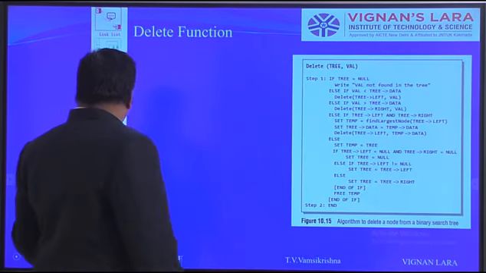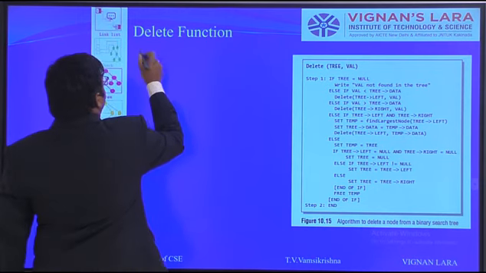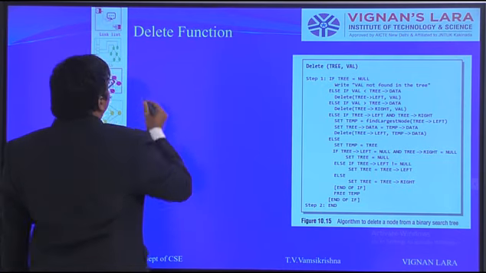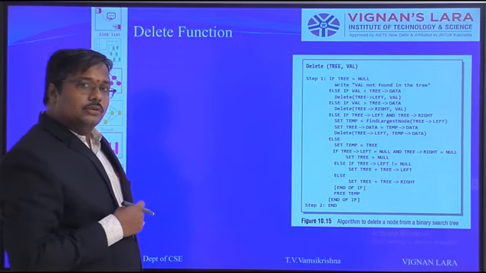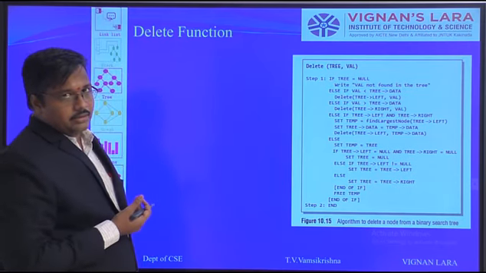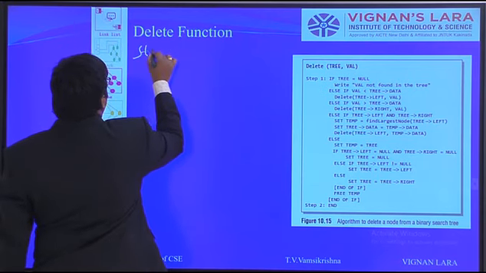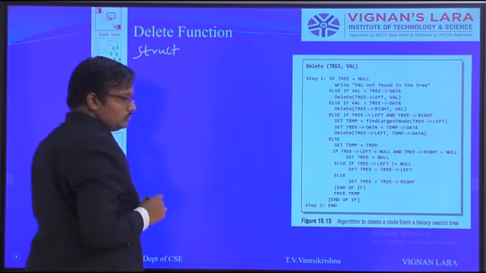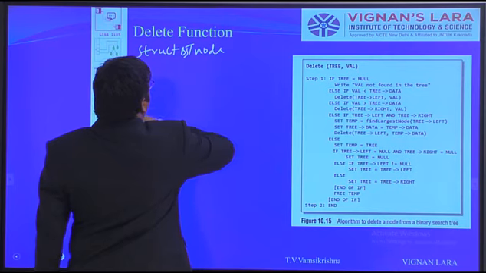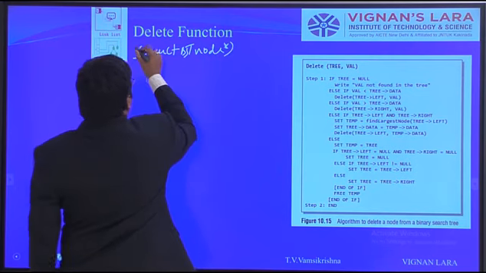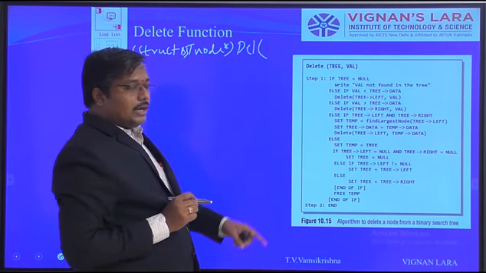So how to write a code for this? So this is the code. Say first, whenever we want to delete, we need to write a return type. Here, say struct, actually we call it BST node, star, that is the return type. Delete is the function. Here we are using recursion.